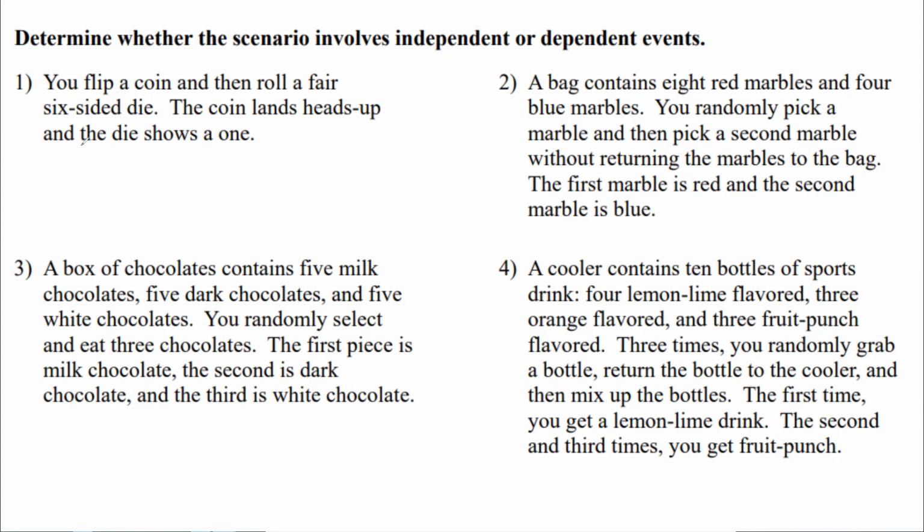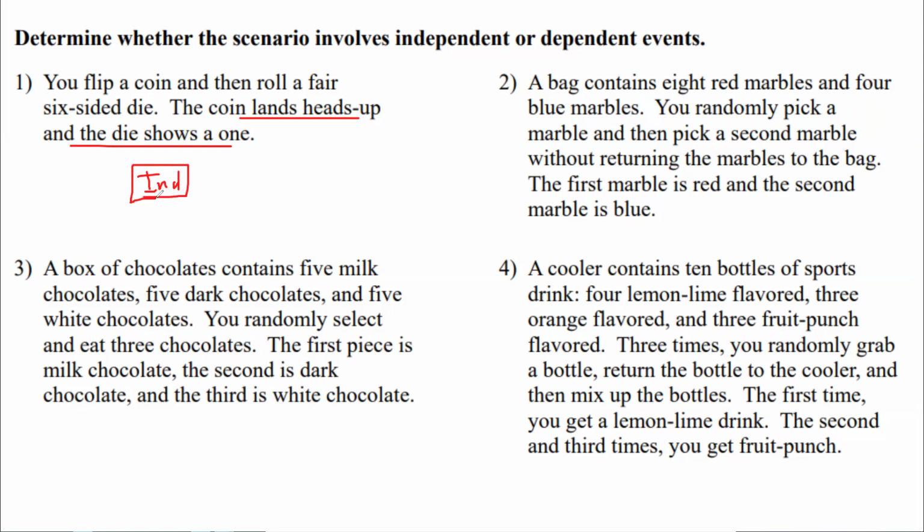So for the first one, you flip a coin and then roll a fair six-sided die. The coin lands heads up, and then the die shows a 1. So the flipping of the coin does not affect the die roll. So this one is independent, right? The flipping of the coin does not affect the die roll. So independent.